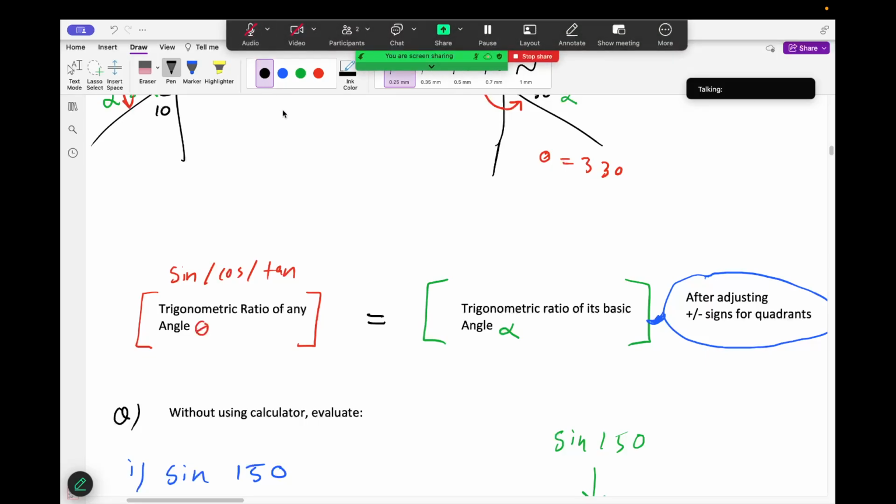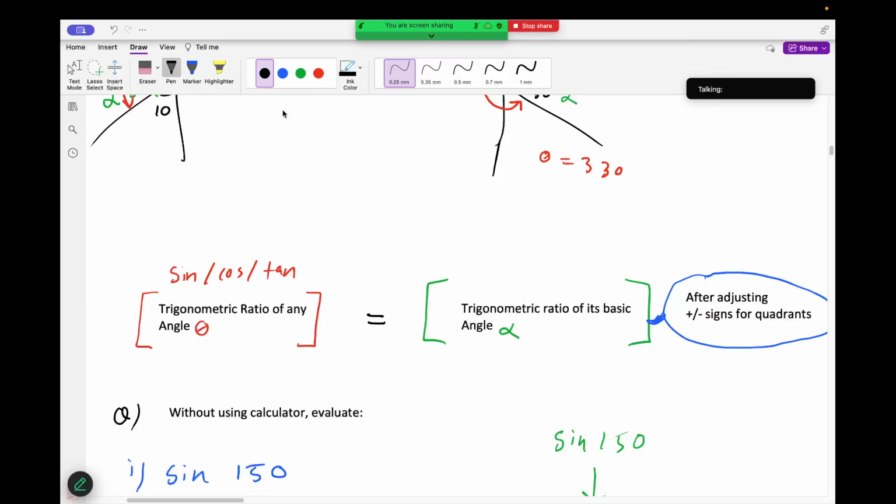Sine 150. Hey, no calculator. Use sine 30. Sine 150 is just sine 30. And sine 30 is equal to half.